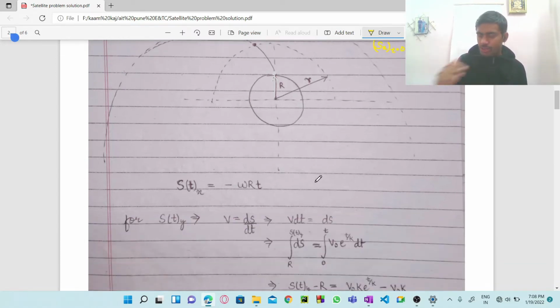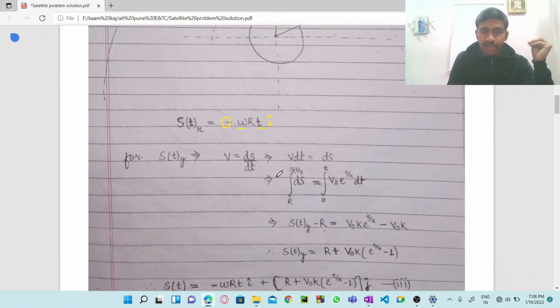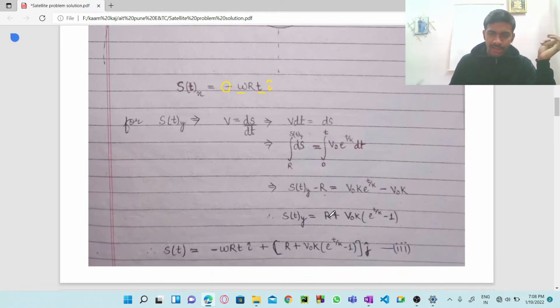So for the x direction, as there is no acceleration, I can just write distance equal to speed into time. Minus is considered because I'm taking i cap. And for the y direction, I would use the relation that velocity is nothing but rate of change of distance with time, and with the help of that I would get this equation by considering that s of y at t equal to 0 is equal to r. So this is the position vector of the satellite along the y direction. This is the position vector along the x direction.